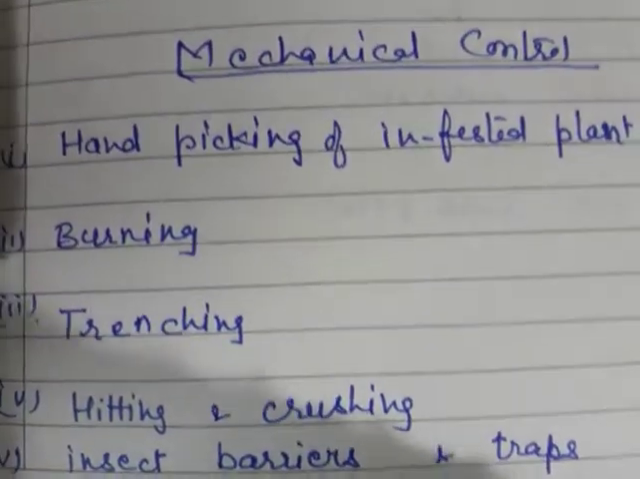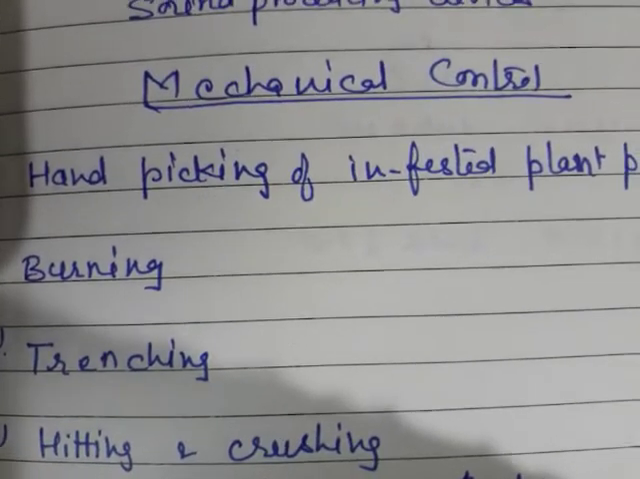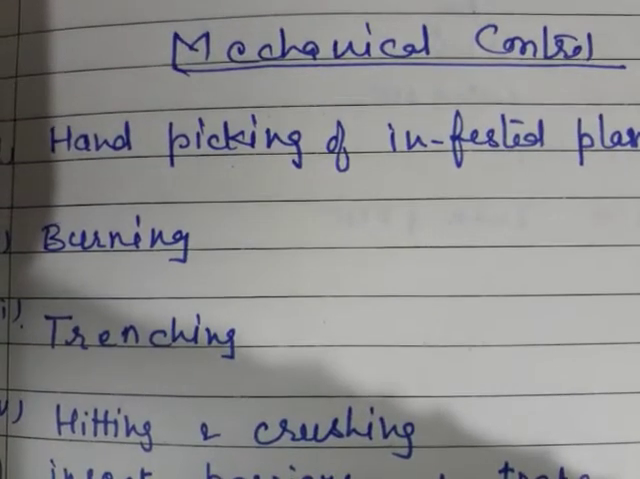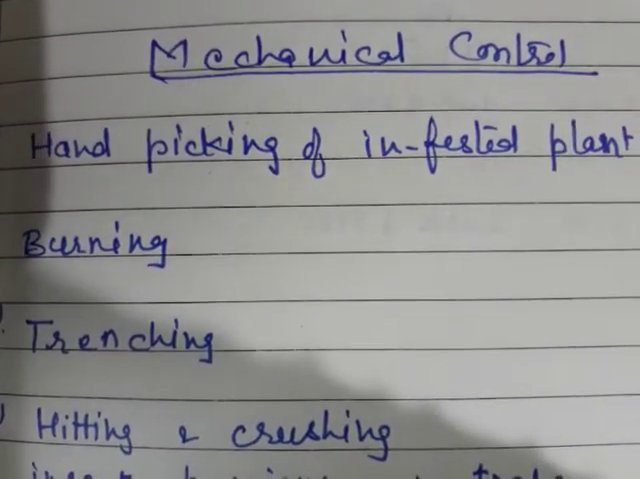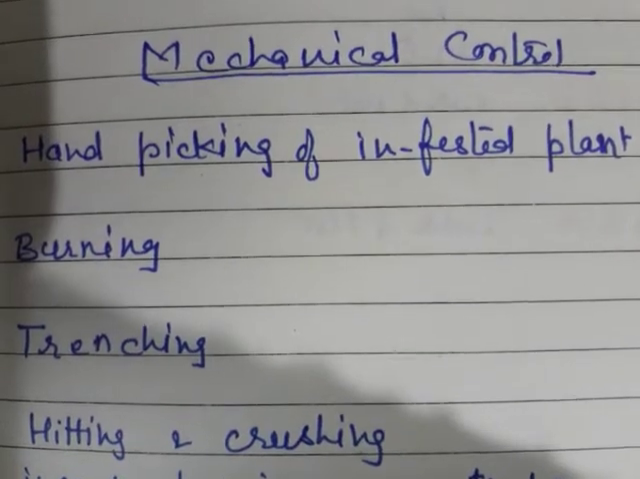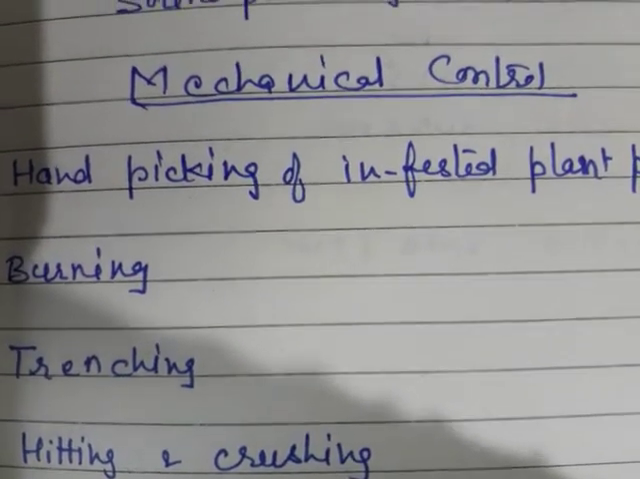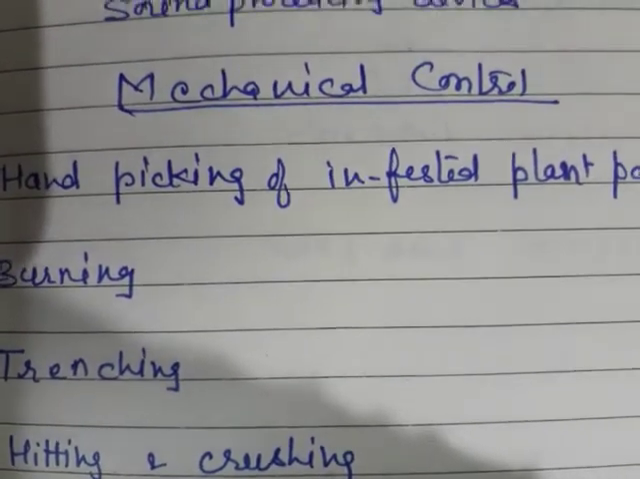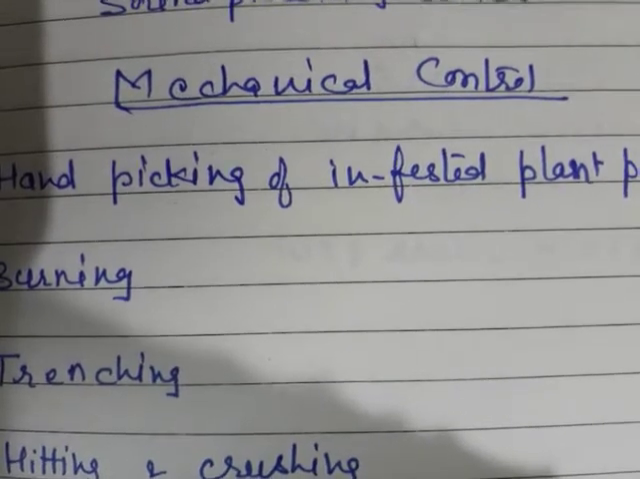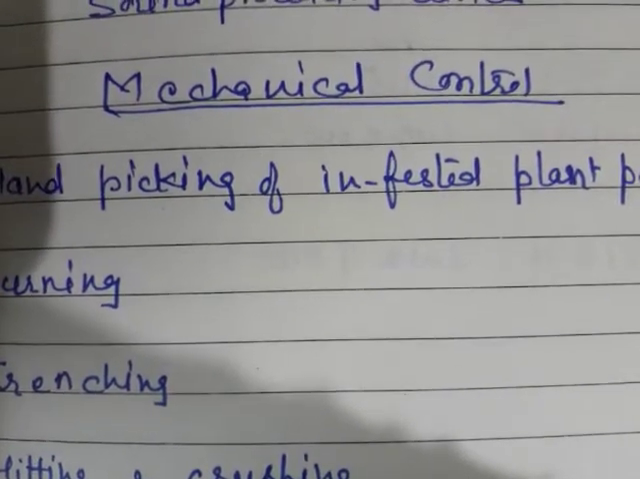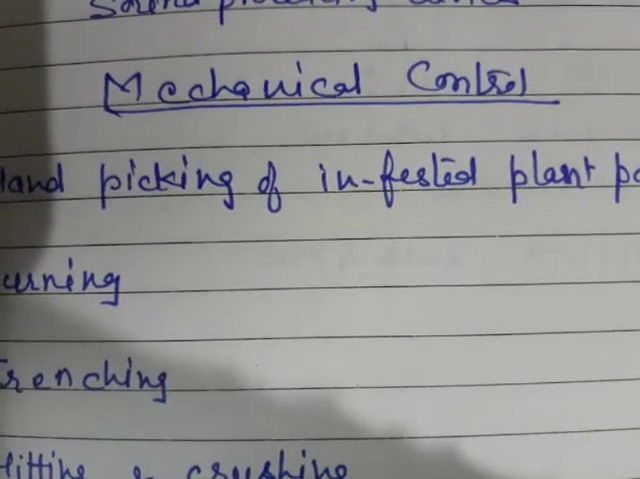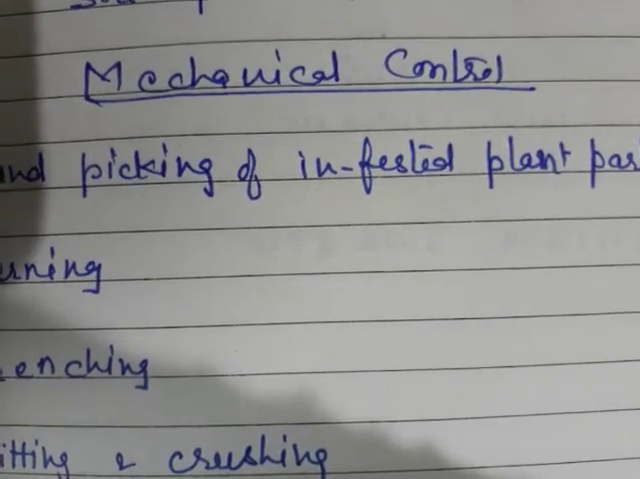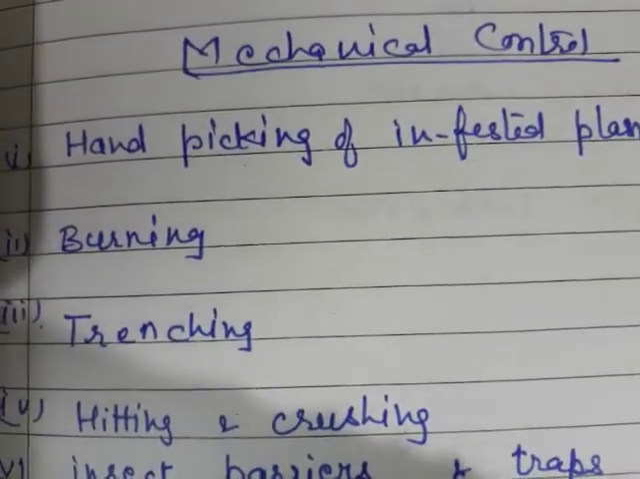Hitting and crushing. The fourth type of mechanical control is hitting and crushing. That is useful against few insects within dwelling or on one's person: bedbugs, cattle lice, horse flies sitting over the cattle. They can easily be directly hit and crushed to death. That is hitting and crushing.